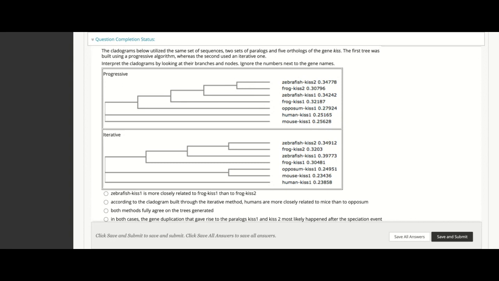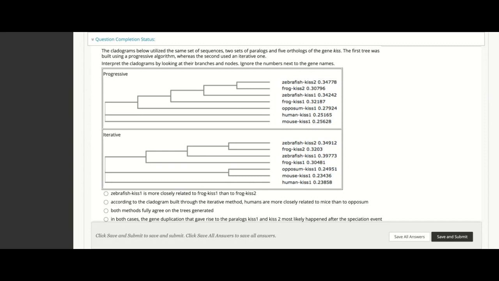Good job, Daniel. Yeah. So remember, the topology of this tree would be the same if these two had been switched, because zebrafish kiss 1 is closely related to these two as a group. And I said ignore this. So we're going to say that these lengths don't really impart information. And if they did, they're the same length. So actually that is closely related to these two, but not to one more than the other. So don't mark that.